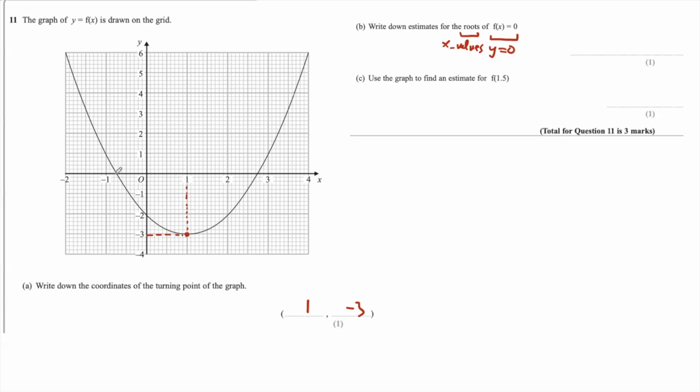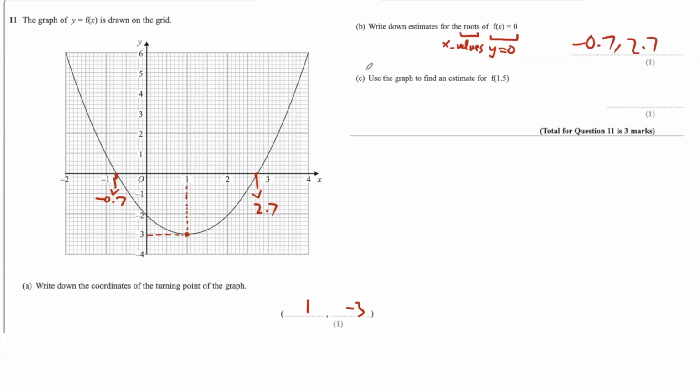So when y equals to 0, our graph is right here and at this x value. So these are the two x values. To me, it looks like this is -0.7 and this one looks like 2.7. So the x values when y equals to 0 are -0.7 and 2.7.